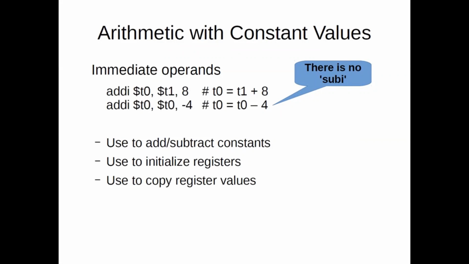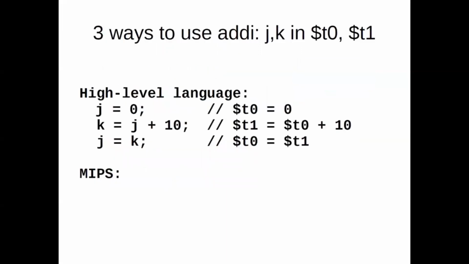Addi operations can be used to add and subtract constant numbers as shown here. They can also be used to initialize registers to constant values, or they can be used to copy register values. Let's see some examples of these three uses of addi. So assuming that the variables j and k are allocated to the registers $t0 and $t1, in a high-level language we may have these three expressions.